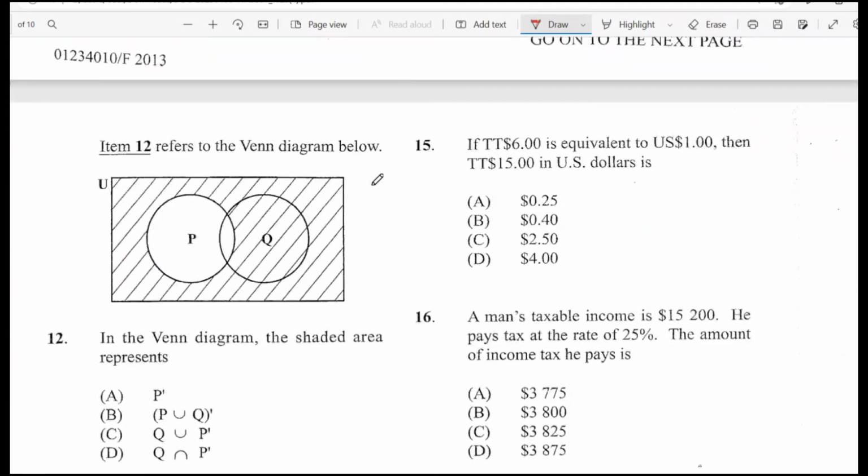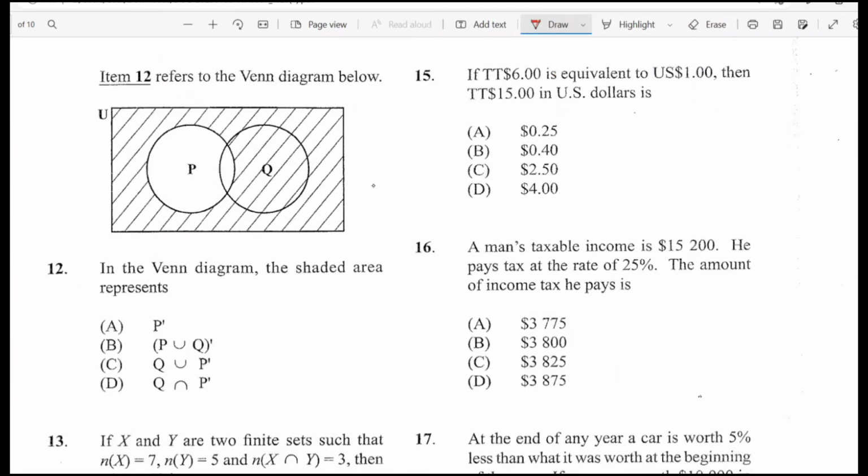All right, let's jump on to question 12. And this part is dealing with some sets. Item 12 refers to the Venn diagram below. We're looking at the Venn diagram where we have a P and a Q, where set P is not shaded. Everything else is shaded except set P. So the question says, in the Venn diagram, what does the shaded area represent?